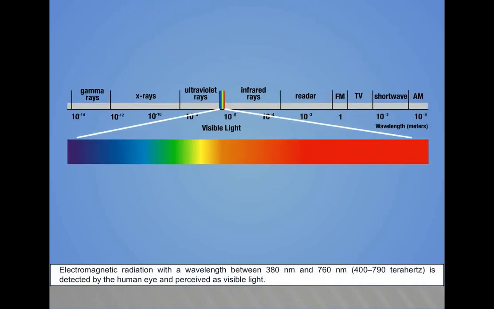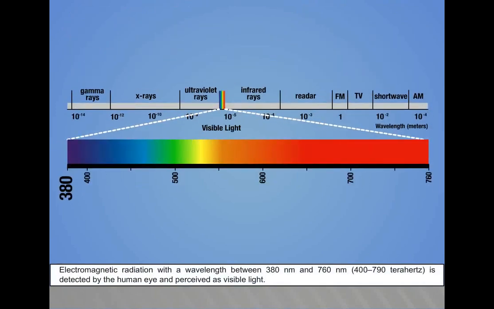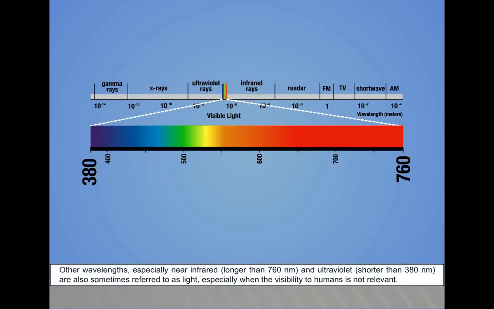Electromagnetic radiation with a wavelength between 380 nanometers and 760 nanometers, 400 to 790 terahertz, is detected by the human eye and perceived as visible light. Other wavelengths, especially near-infrared longer than 760 nanometers and ultraviolet shorter than 380 nanometers, are also sometimes referred to as light, especially when the visibility to humans is not relevant.